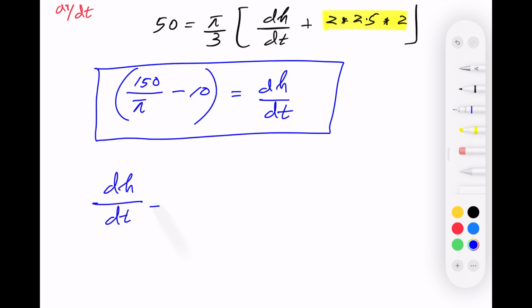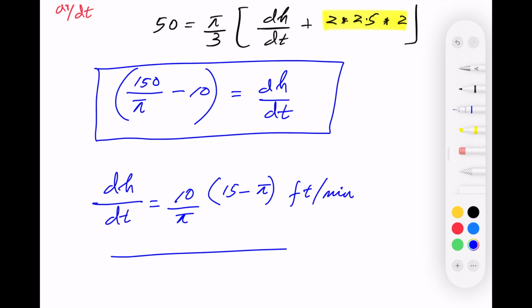dh by dt can also be written as 10 over pi within parentheses 15 minus pi. You can also provide the units. This is going to be feet per minute because this is about the rate of change of height. That's our final answer for this problem.